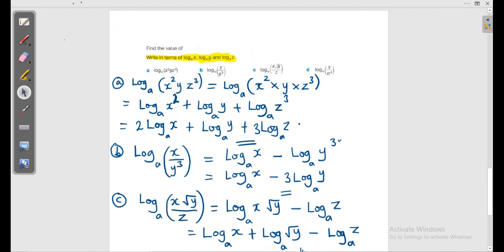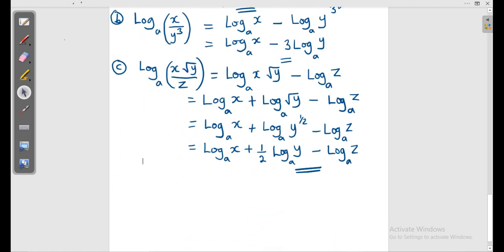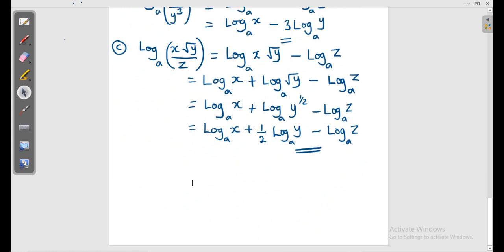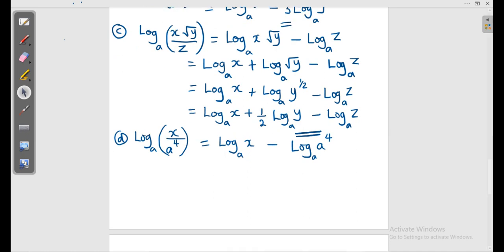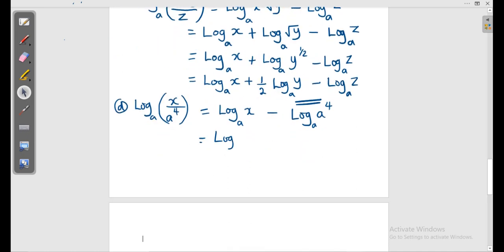Oh yeah, and the last question says log x over a raised to power 4 base a. So this gives us what? Log x base a minus log a raised to power 4 base a. And that gives us log x base a minus 4 log a base a.